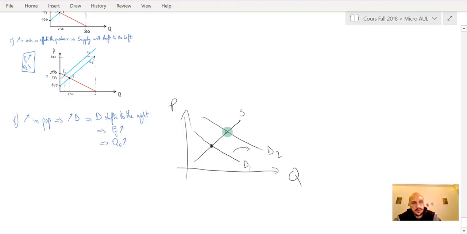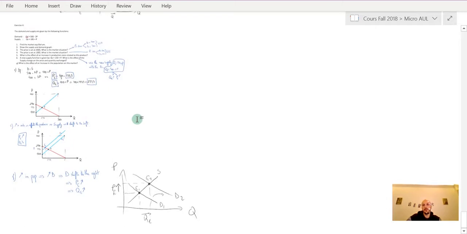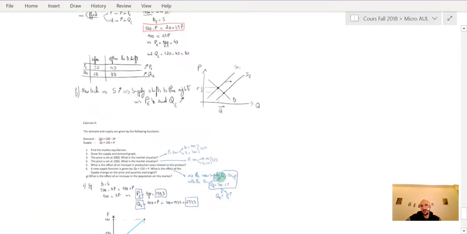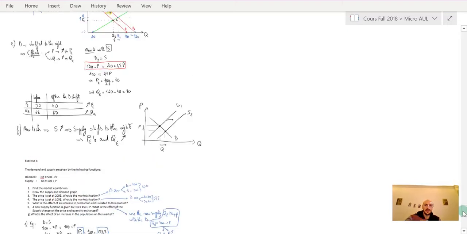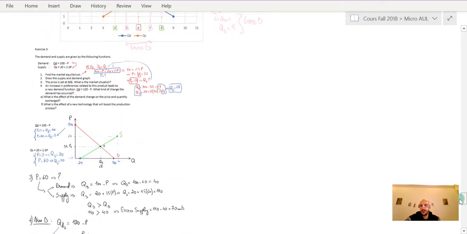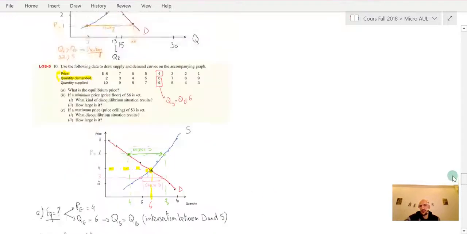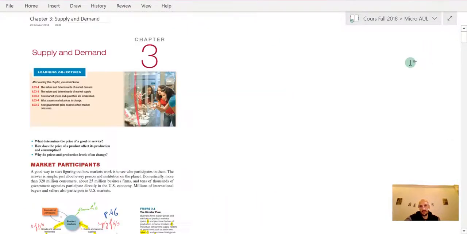So what happens to prices and quantities? We go from this point to this point, from E1 to E2, and you can see that the price has increased and the quantity has also increased. So only P has increased, and quantity also has increased. Okay, so that's it for these exercises. And you should have done these exercises. You may have found some difficulties in the last two questions of exercises 3 and 4, but the rest you should have been able to do.